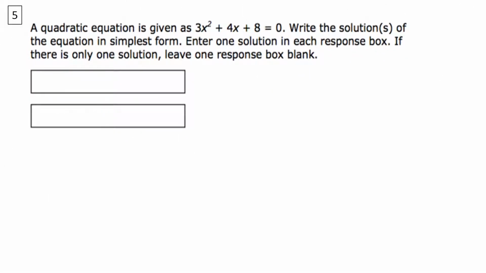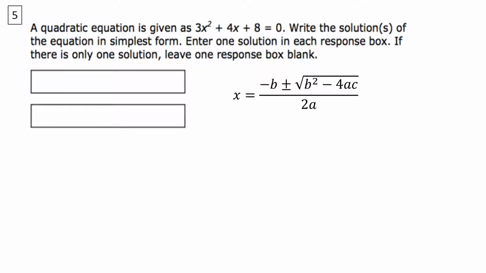Number 5 is a quadratic equation that's not going to factor for us. How do I know? Well, if you can't factor it after just a minute or two, then give up on the factoring, because we can always use the quadratic formula to find our solutions or to find our zeros. And the quadratic formula is given to you on the formula sheet.